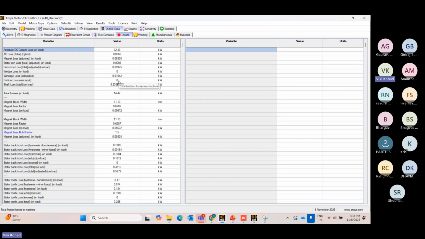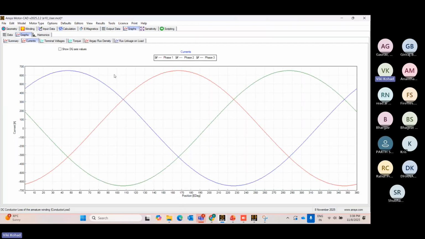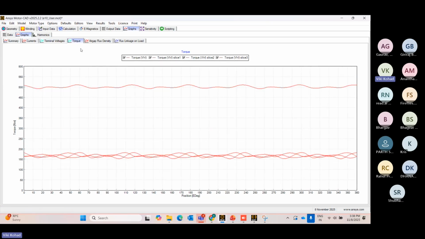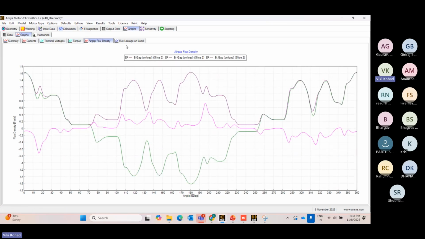Then the phasor diagram, equivalent flux density and the losses. So all these winding parameters you can see here, all the parameters regarding the electromagnetic. And then the graphs are also there: the terminal voltages graph, the torque graph, the air gap flux density graph. All the electromagnetic parameters you can see by using this electromagnetic. Okay, so now we are focusing mostly on the NVH part.